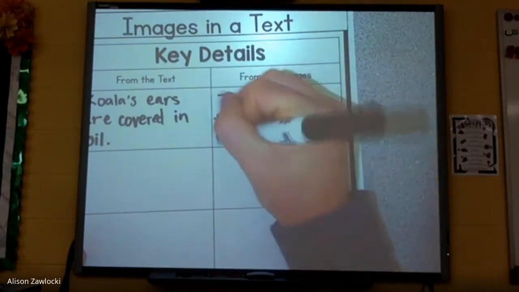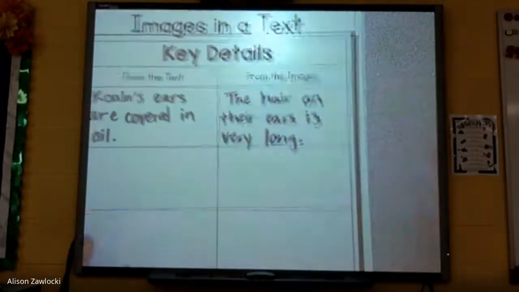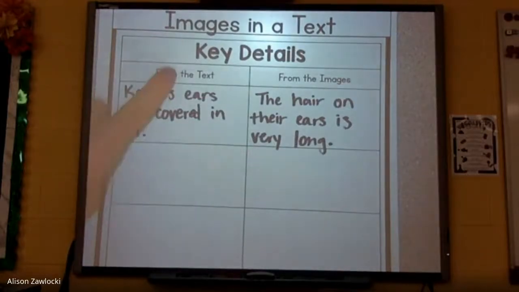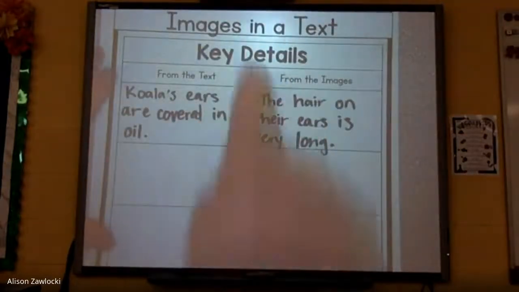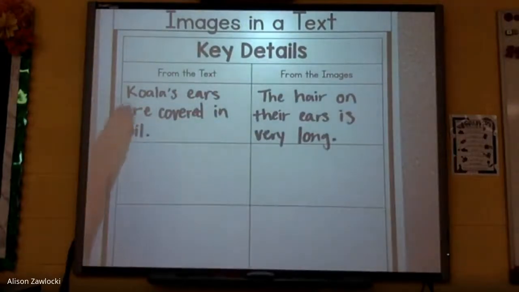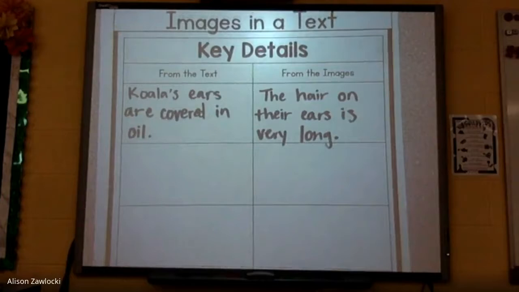is very long. I want you to go ahead and pause the video, go grab your notebook and a pencil, and I want you to write this with me. You're going to write text up here and images right here, and you're going to draw a line down the middle just like a T-chart, and we're going to write koala ears are covered in oil and the hair on their ears is very long. So you're going to write this with me. We're only going to write 2 key details today, but then we will do our other 2 tomorrow.